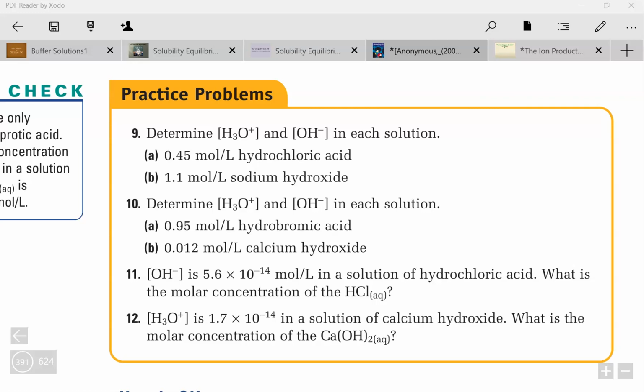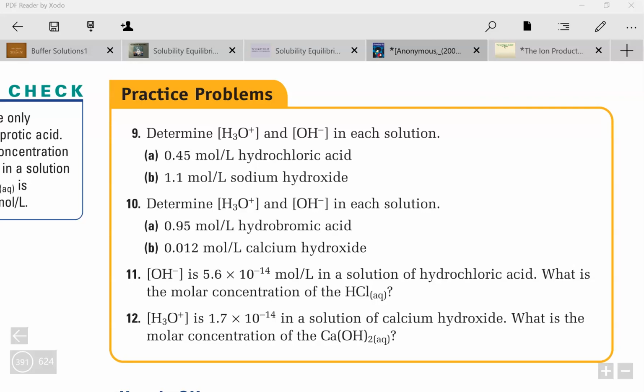So this is the homework for the KW, pH, POH little lesson that we did. And this is basically going to be about whether you can calculate H3O plus, OH minus, pH, and POH given one of those values. All of them are linked from our formulas.